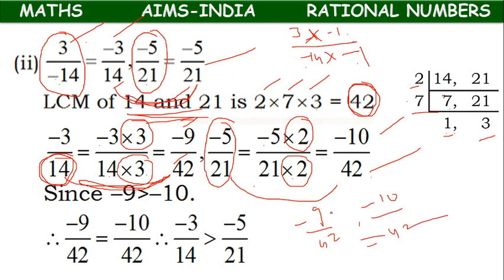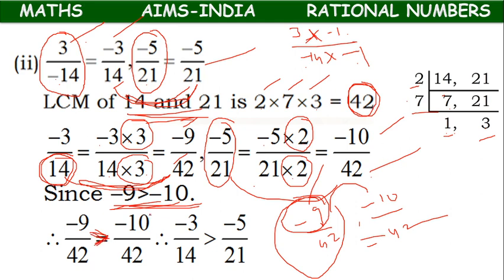Denominators are equal. Numerators we have to compare: minus 9, minus 10. But in negative numbers, the lesser value will be the greater. So minus 9 is greater than minus 10. That means minus 9 by 42 is greater than minus 10 by 42.